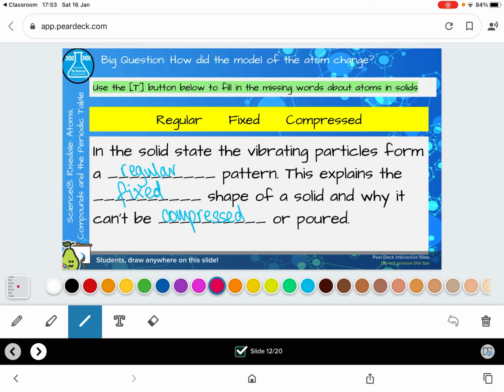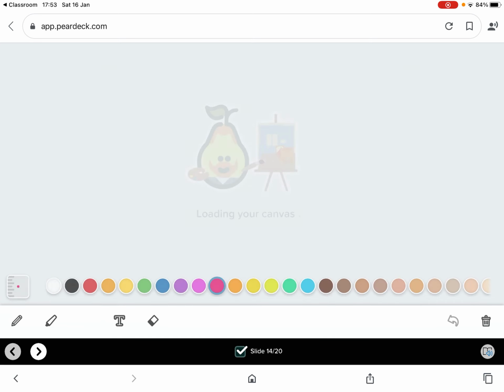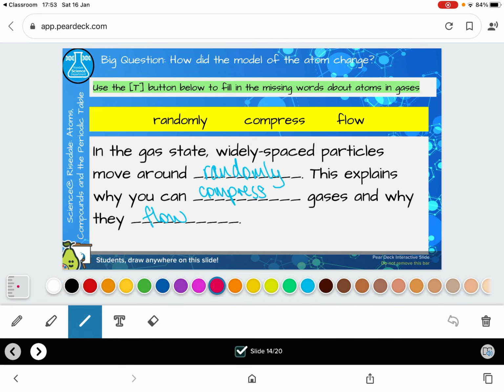And then a little bit of revision about solids, liquids, and gases. In solids, the particles form a regular pattern, which explains the fixed shape of a solid and why it cannot be compressed or poured. In liquids, the particles still touch their neighbours, but they move around, sliding over each other, and this is why you can pour but not compress a liquid. In the gas state, widely spaced particles move around randomly. This explains why you can compress gases and why they flow.